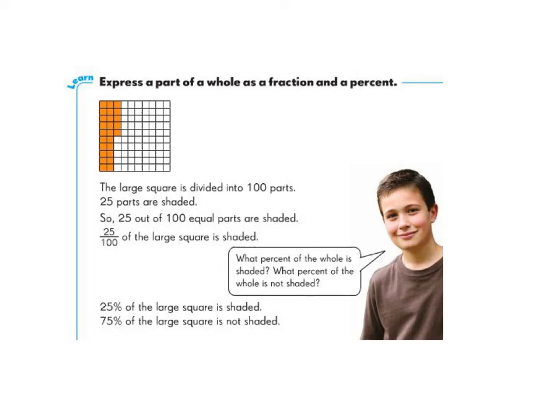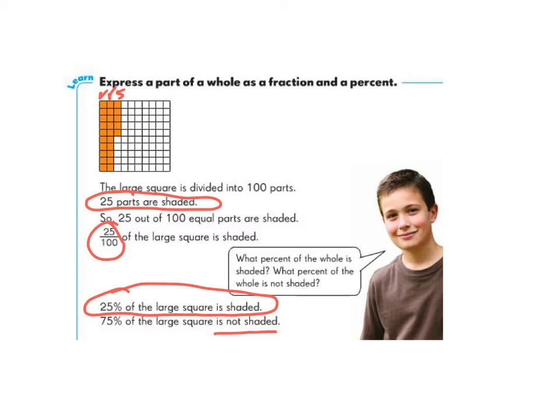Now here's an example just like the last one, except that the whole object is a square, and the square is cut into 100 parts. How many are shaded? Well, we've got 10 here, 20, and that's 5, so 25. 25 parts are shaded. So the fraction that represents the shaded is this, and so we can say 25% of the large square is shaded. How much is not shaded? Well, the opposite. Out of 100, if 25 are shaded, then 75, or in this case 75%, is not shaded.